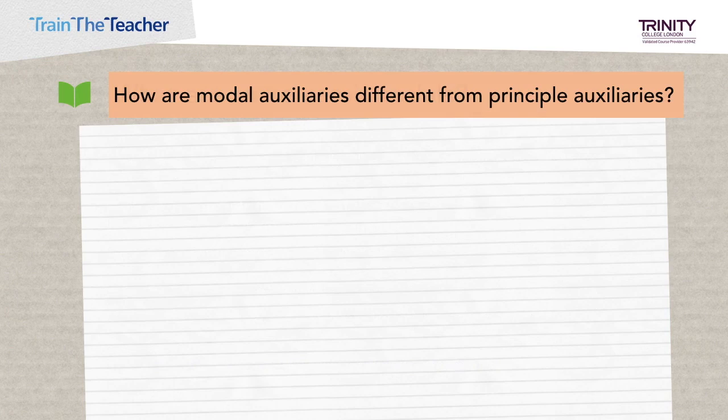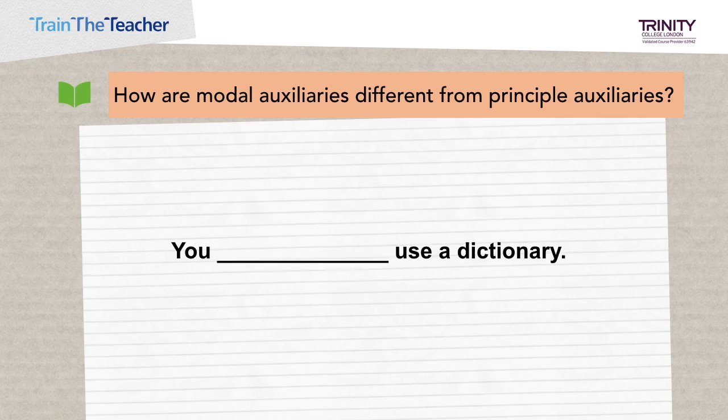So how are modal auxiliaries different from principal auxiliaries? Well, to illustrate, let's look at the sentence. Which of the 9 modal auxiliary verbs can go in this gap? Well, the answer is any of them could, really. It depends on the context and what intention the speaker is trying to convey.